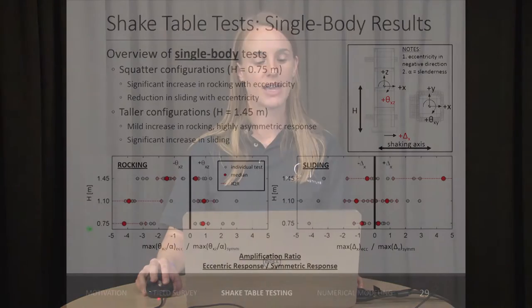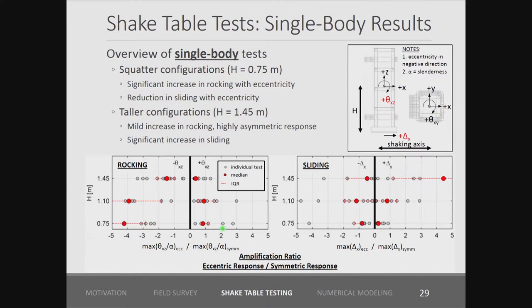First, directing your attention to h equals 0.75, or the fairly squat or low height to the center of mass configurations. Referring to the rocking plot, a very significant, over 400% increase in terms of the rocking demands is observed. This is shown on the right-hand side by a corresponding reduction in terms of the sliding demands for these squatter type configurations. On the contrary, referring to h equals 1.45, or fairly tall or high heights to the center of mass configurations, a much more mild increase in terms of the rocking demands is noted, of about 150%. And referring to the sliding demands, a quite significant increase in the sliding demands is noted.